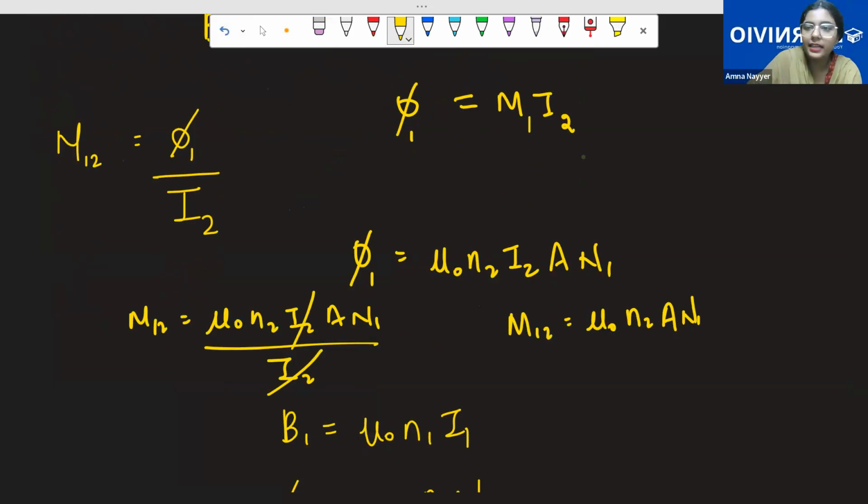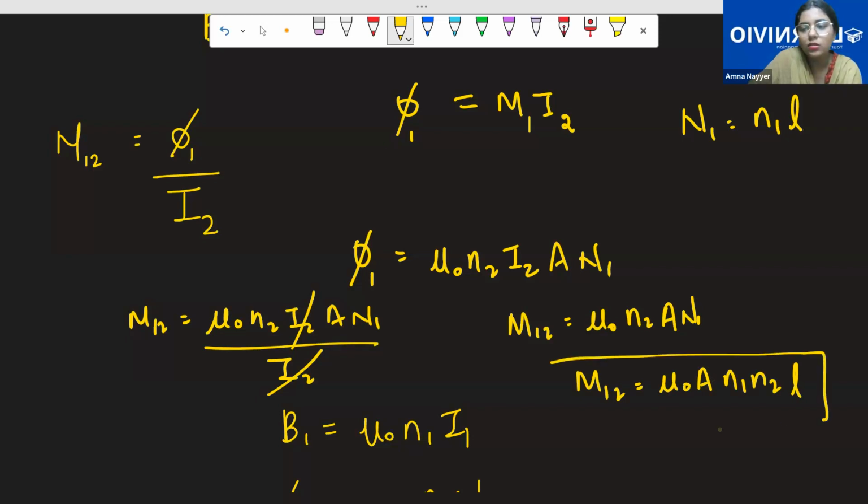But one thing we can write here: N1, the number of turns, can be written as N1 into the length, that you can put in here. So M12 will be equal to mu naught A N1 N2 into L. This is how you get the mutual induction of both of them, and you don't get current. So even if I take the opposite, I'm just repeating what we have discussed, and if you have any doubt in this, then let me know, then I'll tell you for the next coil.